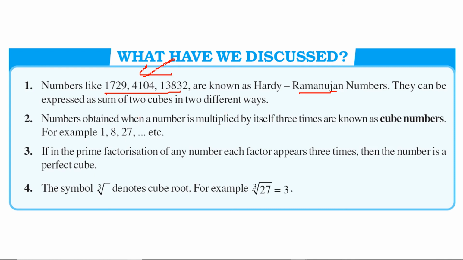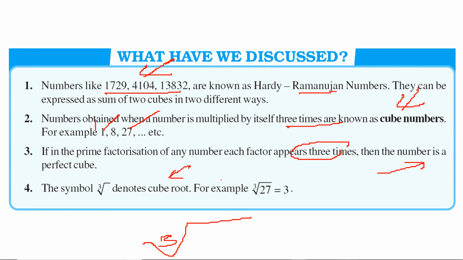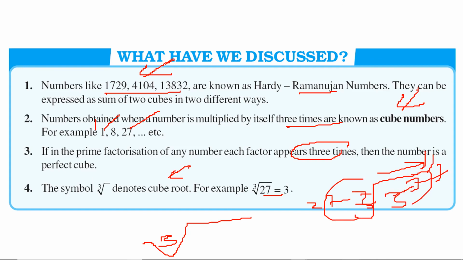Numbers which are obtained when a number is multiplied by itself 3 times are known as cube numbers. For example, 1 is 1 into 1 into 1, 8 is 2 into 2 into 2, 27 is 3 into 3 into 3. So if in the prime factorization of any number each factor appears 3 times, then the number is a perfect cube. The cube root is represented by this sign. It denotes the cube root. For example, cube root of 27 is 3, which is nothing but 27 is 3 cube. When we take a cube root, that means we are taking the power 1 by 3, the 3s cancel, and it becomes 3.